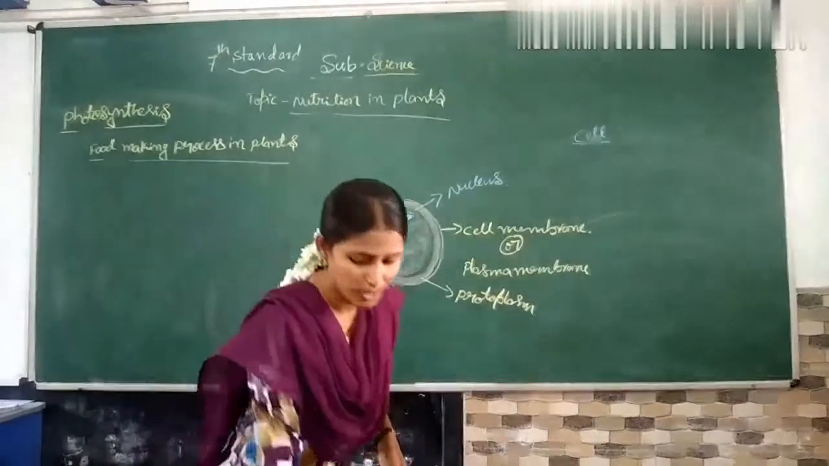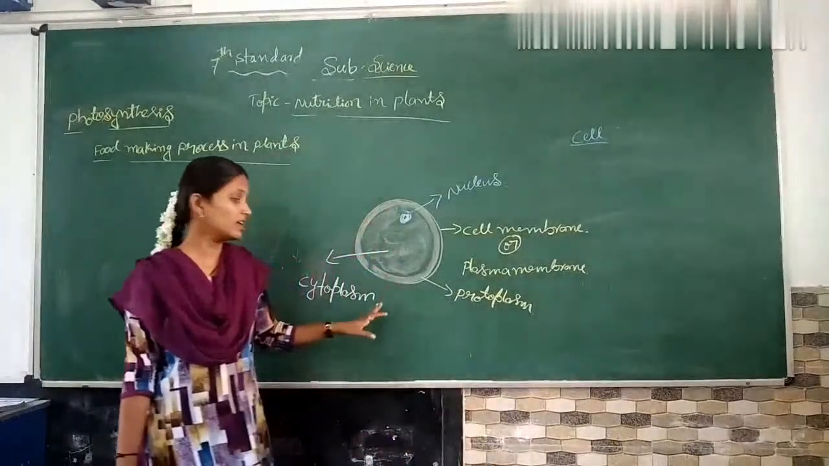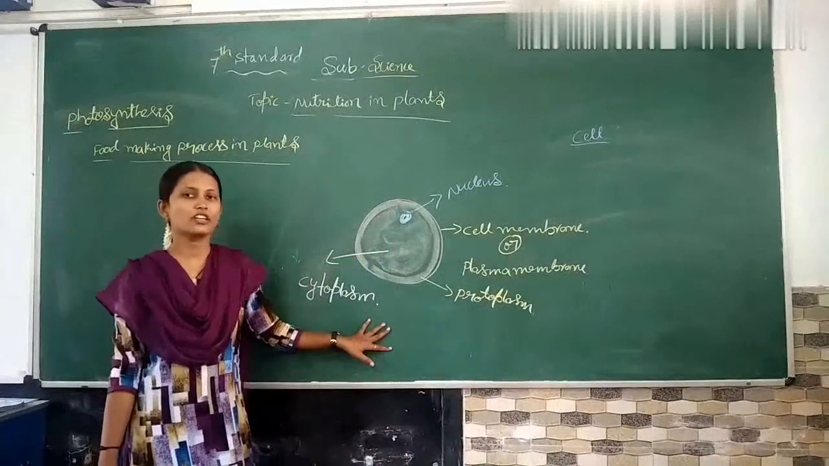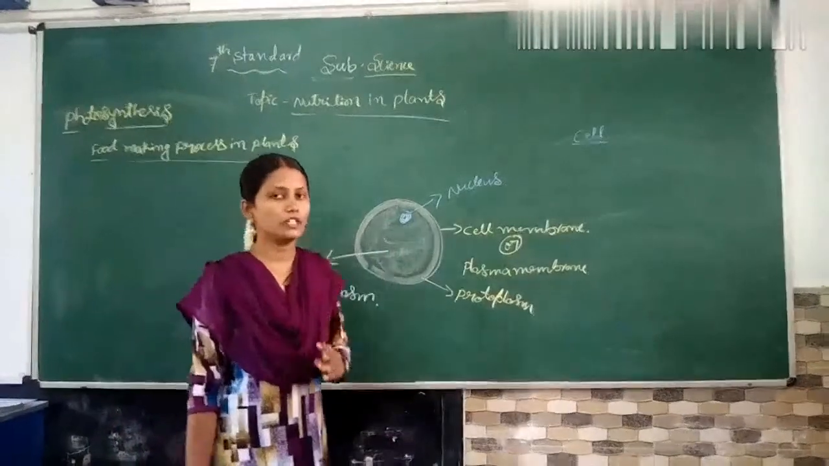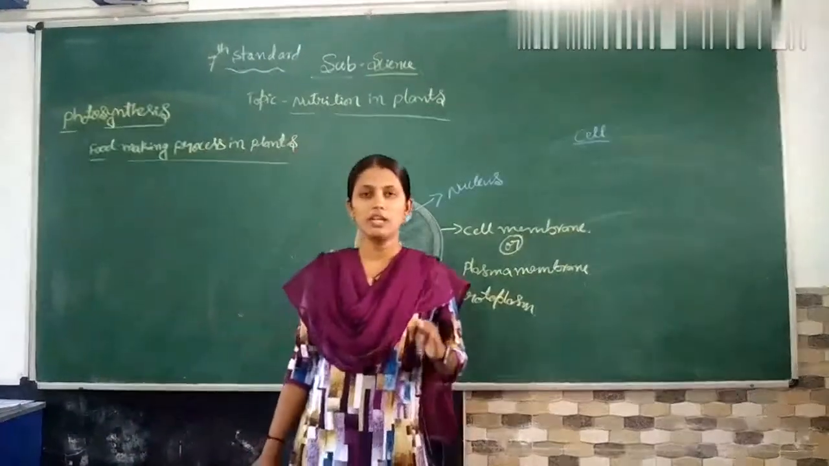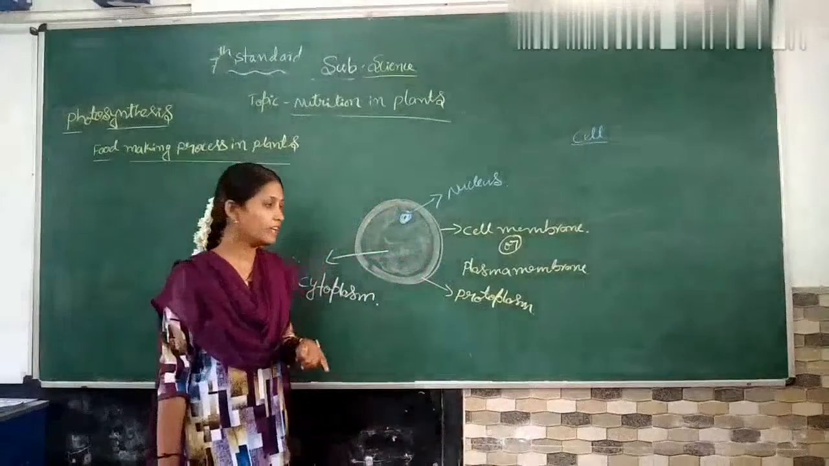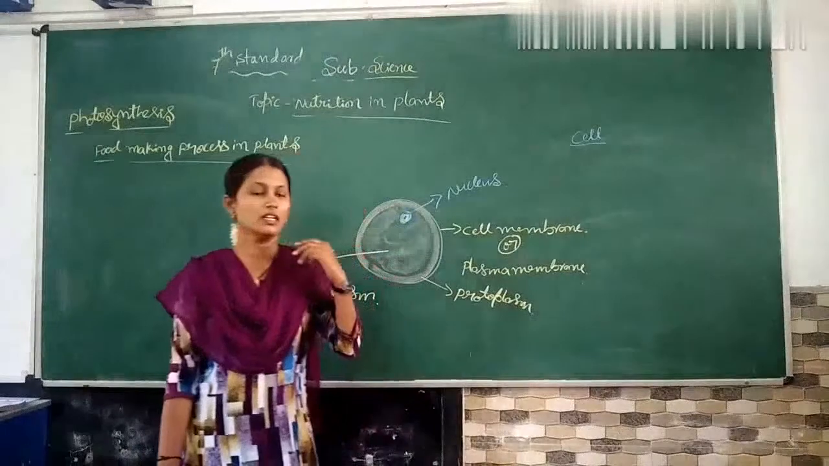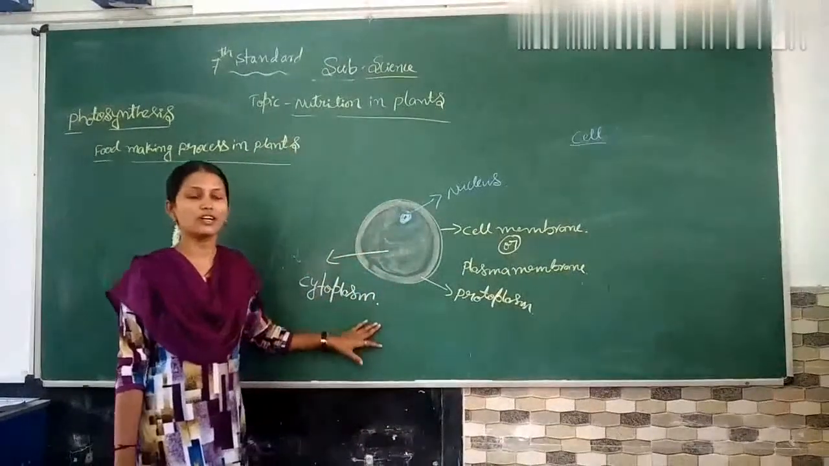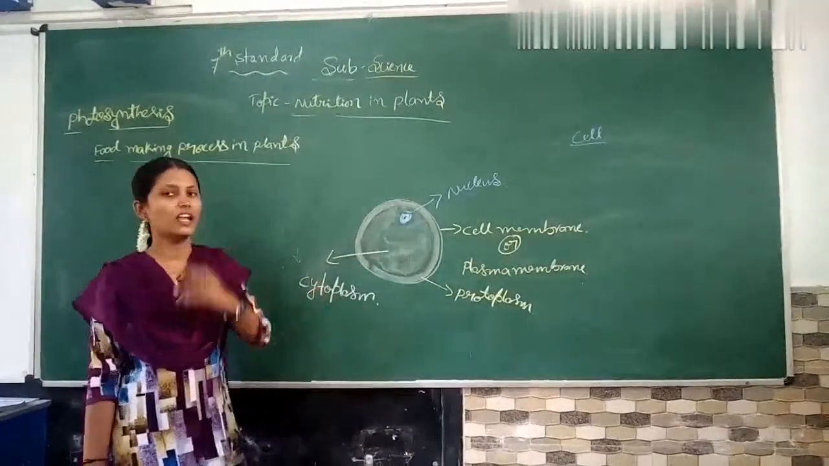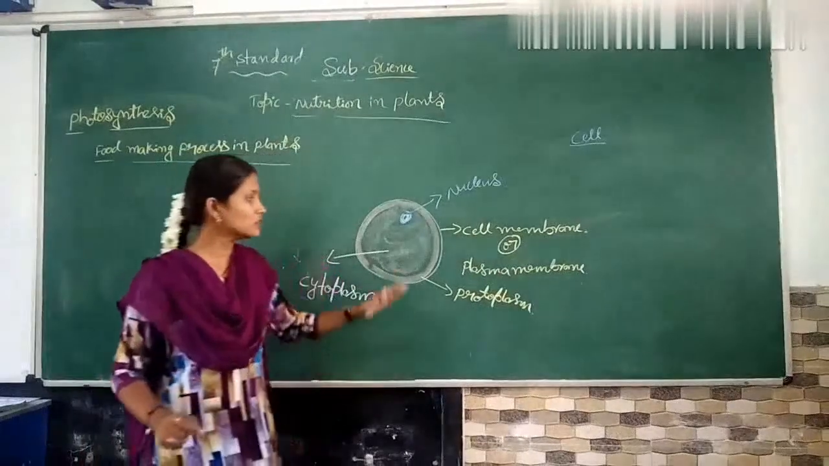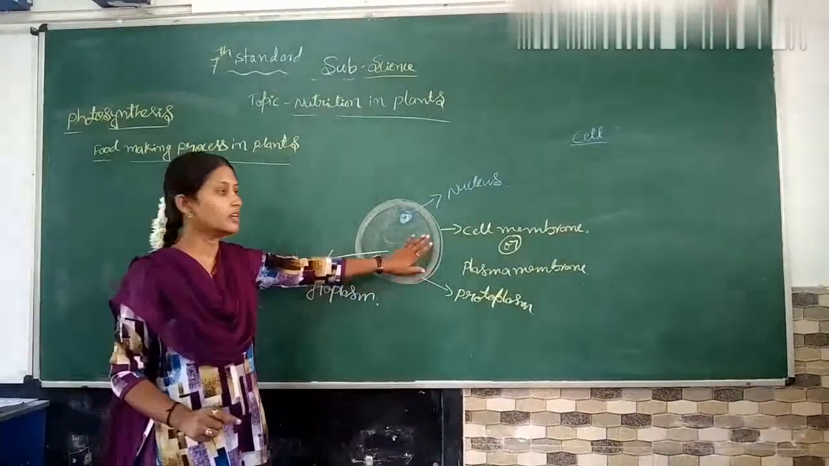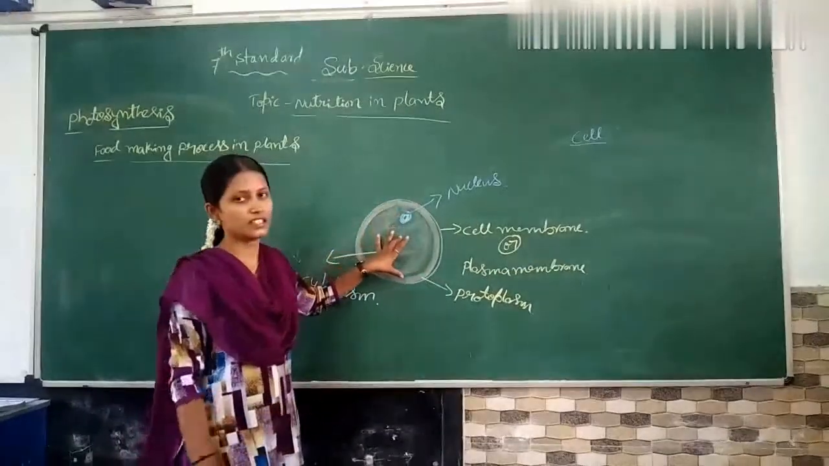What is the cytoplasm made up of? The cytoplasm is made up of several cell organelles. Those are the mitochondria, ribosome, lysosome, Golgi complex, endoplasmic reticulum, vacuole, centriole, etc. The functions of those you will learn in higher classes. So this is the brief information regarding the cell.